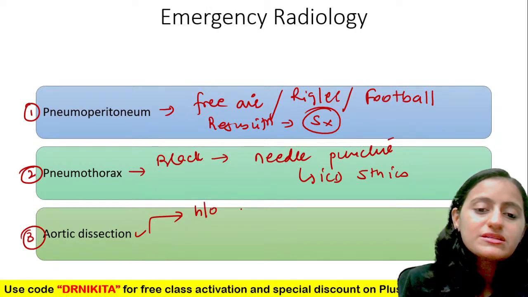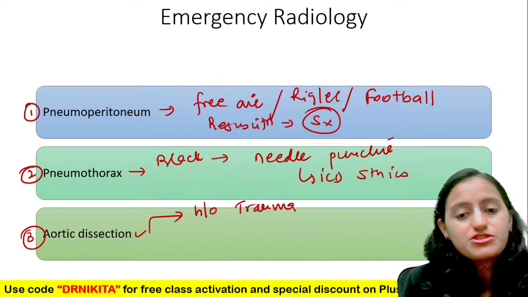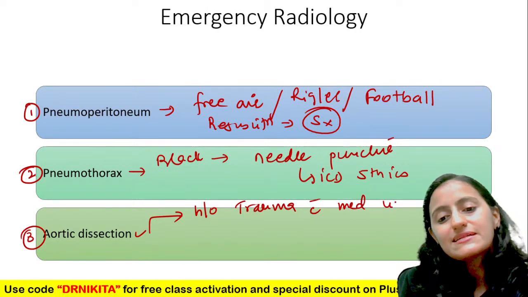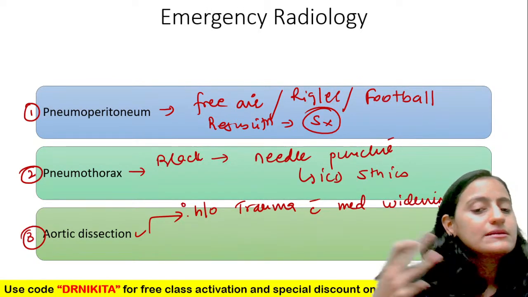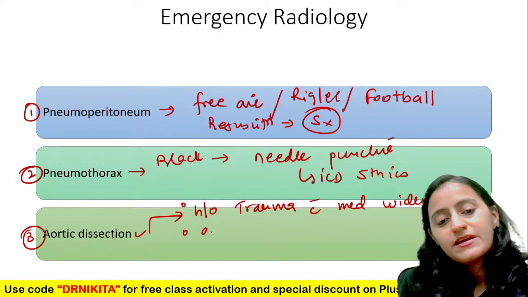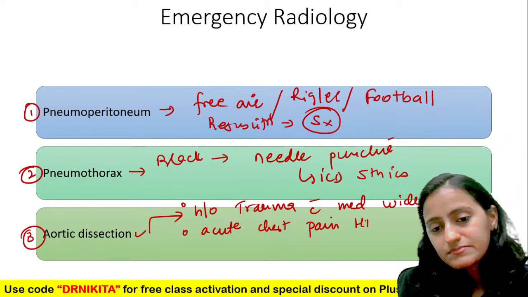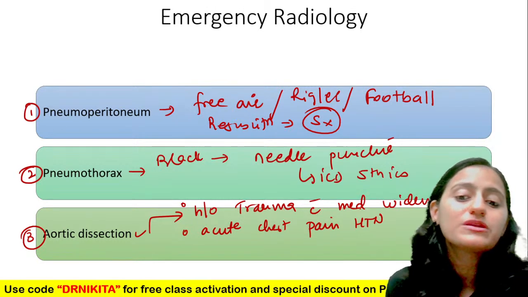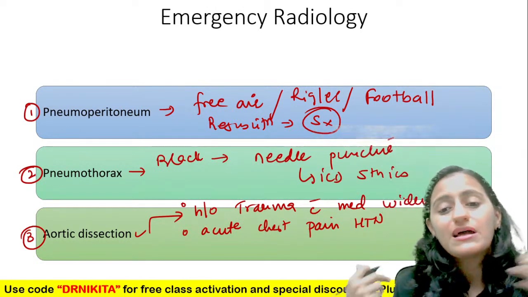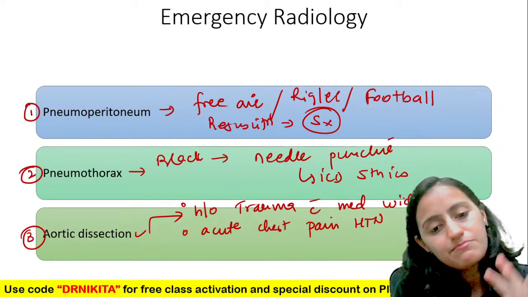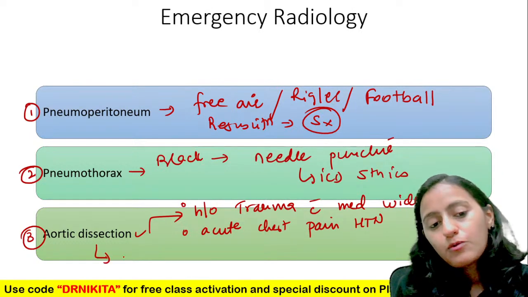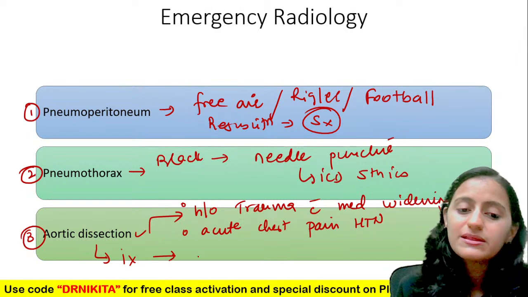The important history there is if you have a patient with history of trauma with mediastinal widening, think of aortic dissection. If you have a hypertensive patient with acute chest pain with unequal pressures in the upper limb, think of aortic dissection. What is the investigation that you will do in this case?